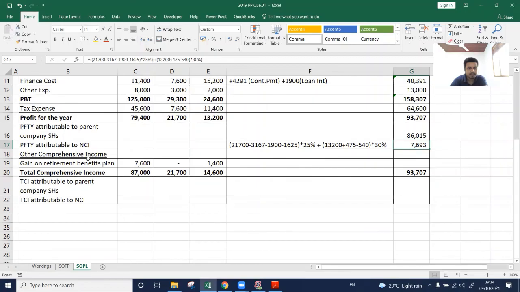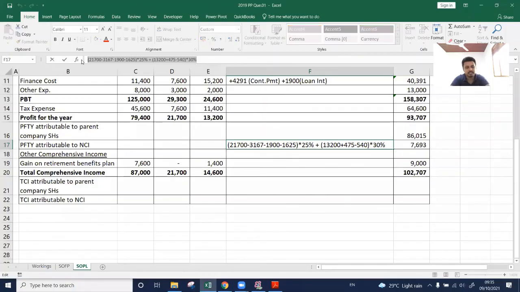And we have other comprehensive income as well. The total of other comprehensive income is 9,000. It means our total comprehensive income is 102,707. This also needs to be allocated between whom? Parent company shareholders and other shareholders.